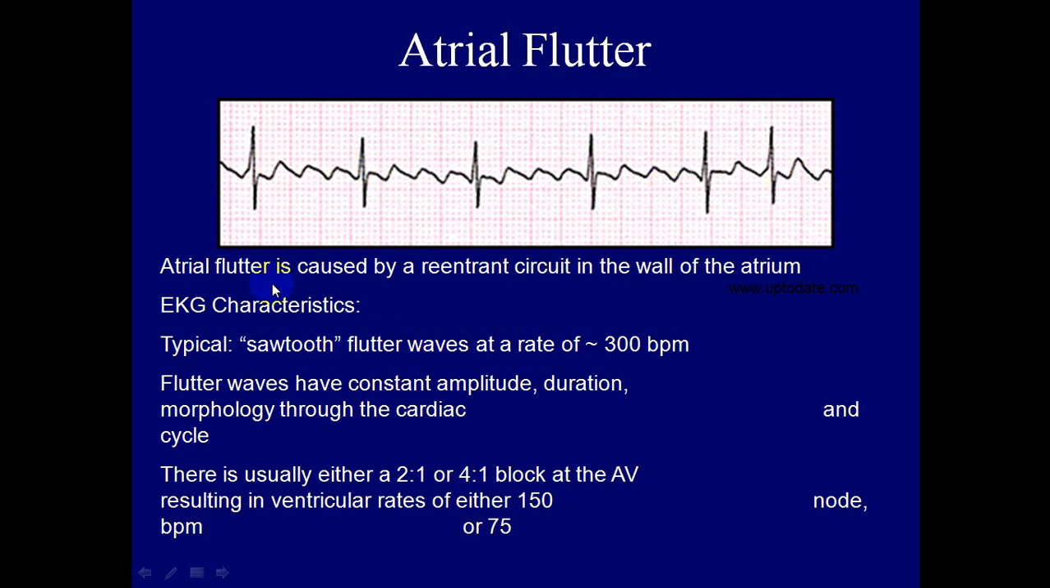Atrial flutter is caused by a re-entrant circuit, as we call it, around the wall of the right atrium, with sawtooth flutter waves at an atrial rate of more than 300. Flutter waves have constant amplitude, duration and morphology, not like atrial fibrillation, sometimes fine or sometimes coarse. The amplitude is equal, that's why it has a sawtooth appearance. There is usually 2 to 1 or 4 to 1 block at the AV node, resulting in a ventricular rate of 150 or 75.